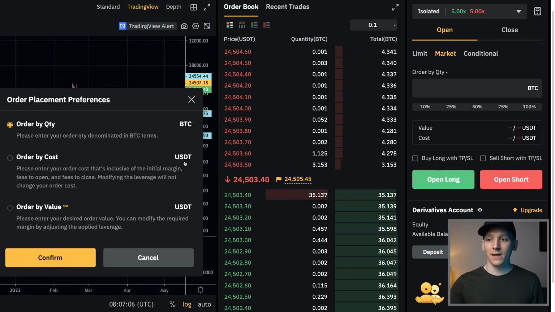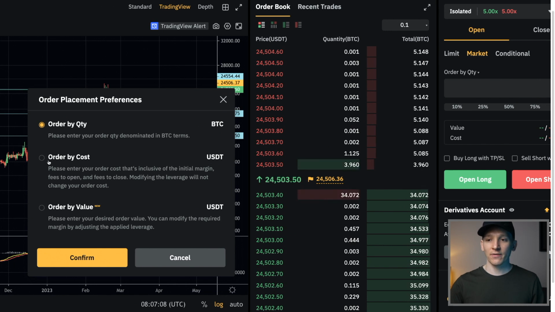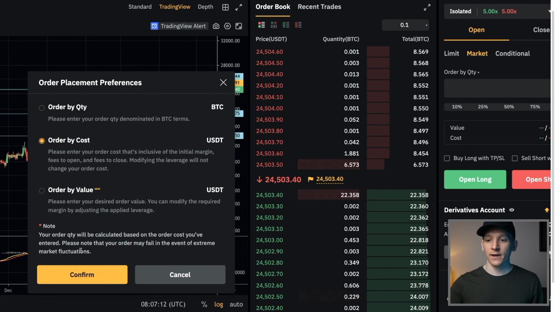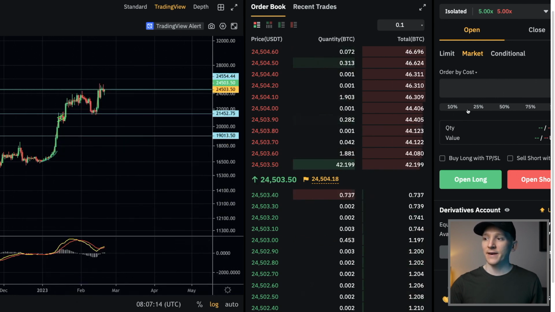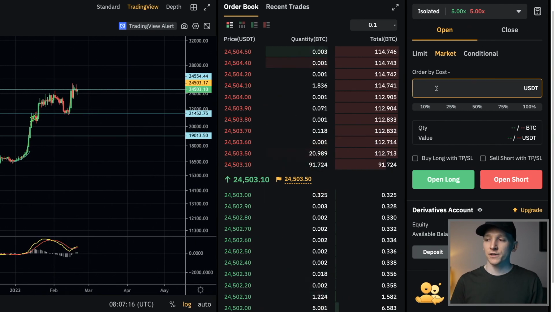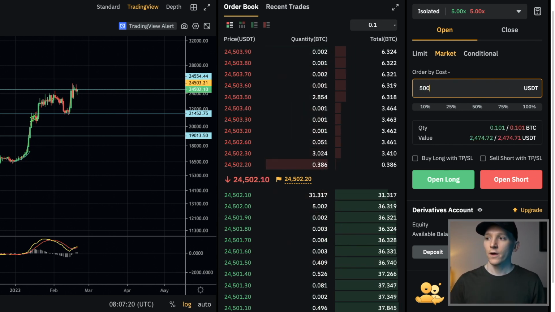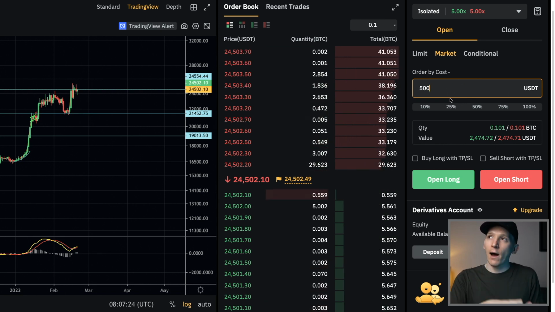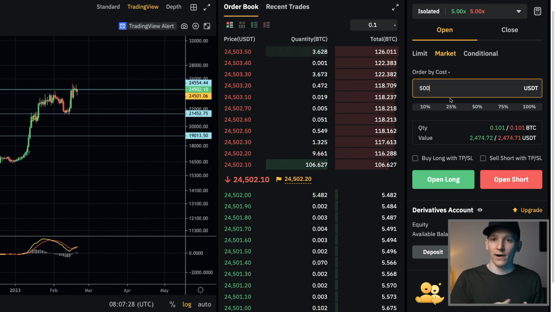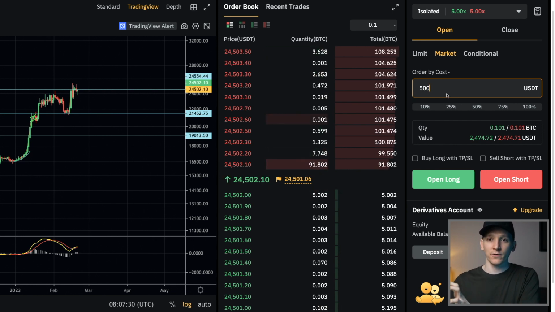For some people, it may be easier to actually look at the order by cost. As you can see, we can change it right here and then press confirm. And now we are actually looking at how much it is going to cost us. So if we put in 500 right here, you can see we would spend that amount, right? So how much is this order going to cost us in terms of how much do we have on our account? How much will we spend on this order?